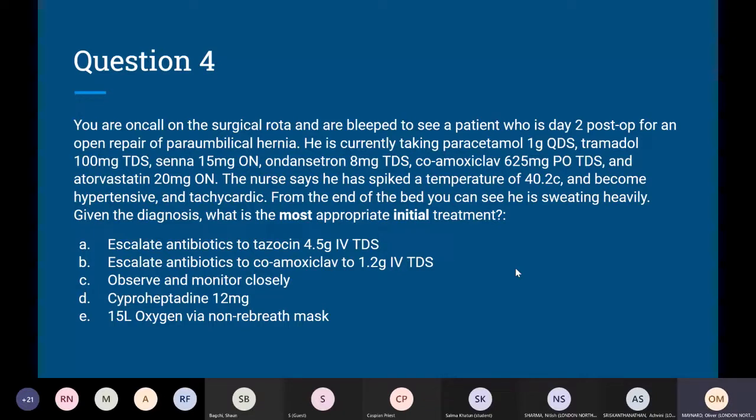The nurse states that he has spiked a temperature of 40.2 degrees and has become hypertensive with tachycardia. From the end of the bed, you can see he is sweating heavily. Given the diagnosis, what is the most appropriate initial treatment? To escalate antibiotics to tazocin, to escalate antibiotics to intravenous co-amoxiclav, to observe and monitor closely, to give cyproheptadine 12 milligrams, or 15 litres oxygen via non-rebreathe mask.